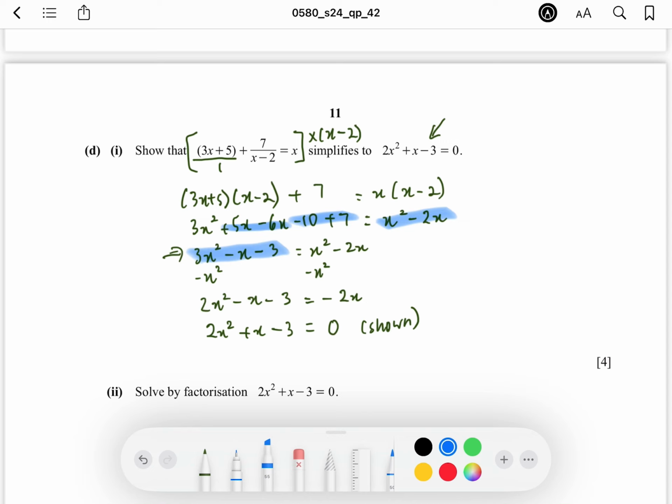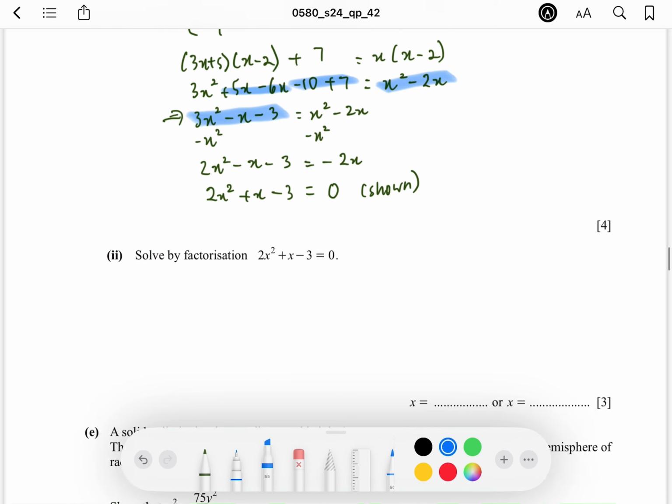If you simplified and it shows 3x square minus x minus 3, you get that 1 mark. If it shows you simplified to x square minus 2x, that's another mark as well. Okay, so those partial marks are there.